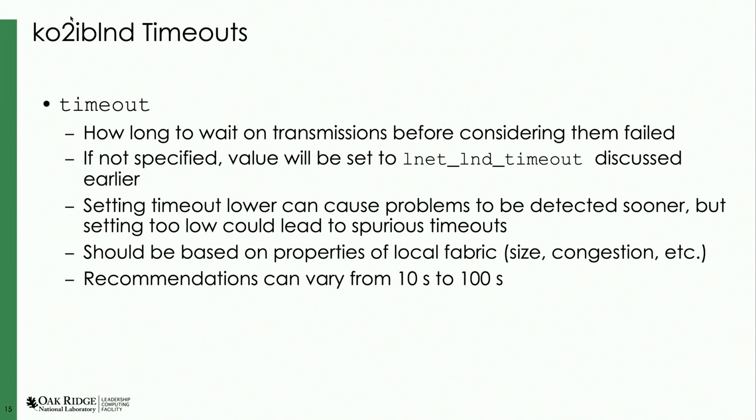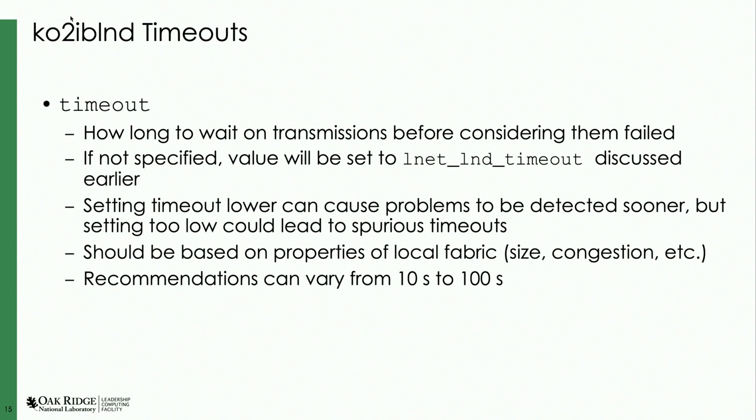If it's not specified, the value will be set to the LNet LND timeout that I showed on the previous slide. This is a case where the generic LNet layer sets a value for it, and if the LND driver doesn't choose to override it with its own value, it will take that generic value from the LNet layer itself. Setting the timeout lower can help you detect problems sooner because the request will time out sooner, but once again, like most of the other timeouts, setting it too low can lead to spurious timeouts if you get minor hiccups in your network. In general, this timeout should be based on the properties of your local fabric.